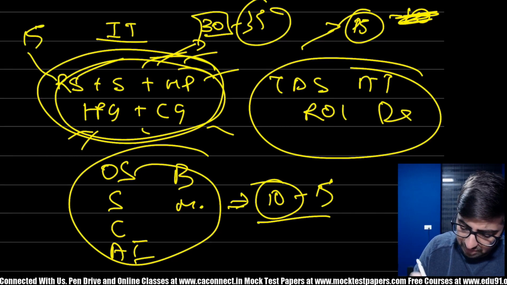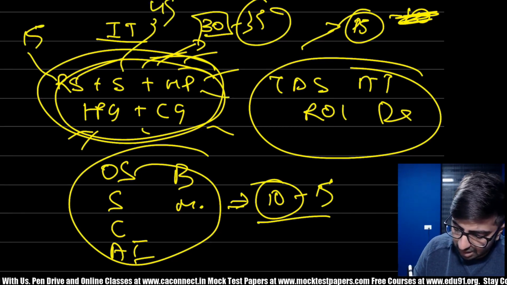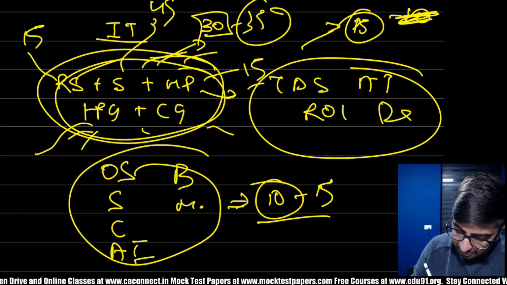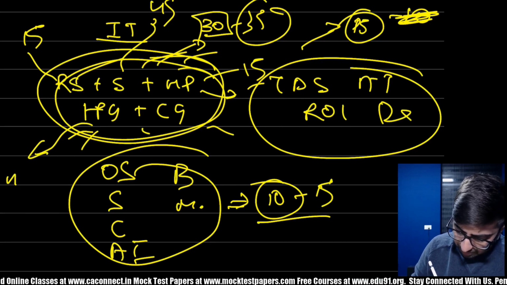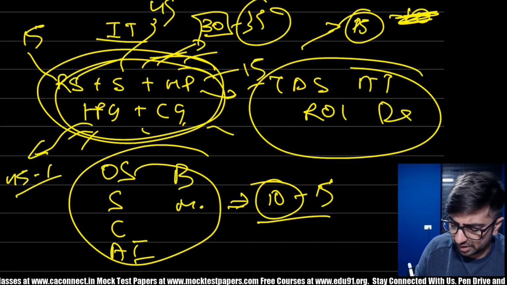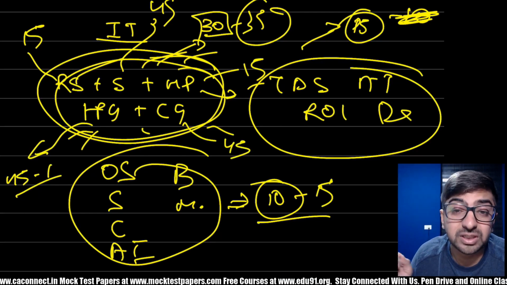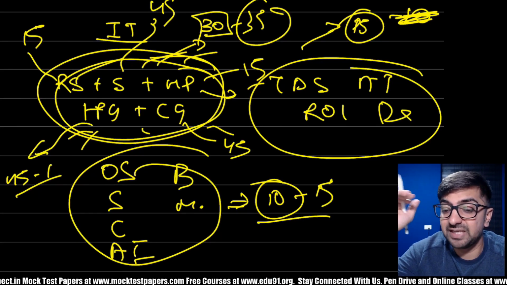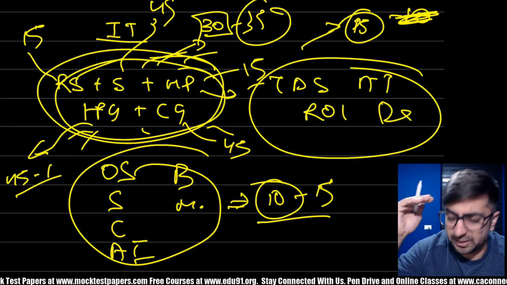Residential status, for example, you should take 15 minutes. Salary you should take 45 minutes. House property you should take again 15 minutes. PGBP you should take 45 minutes or 1 hour, nearly 1 hour. Capital gain again 45 minutes, not more than that. I'm just telling you the benchmarks. Revise these chapters in this time only, right?